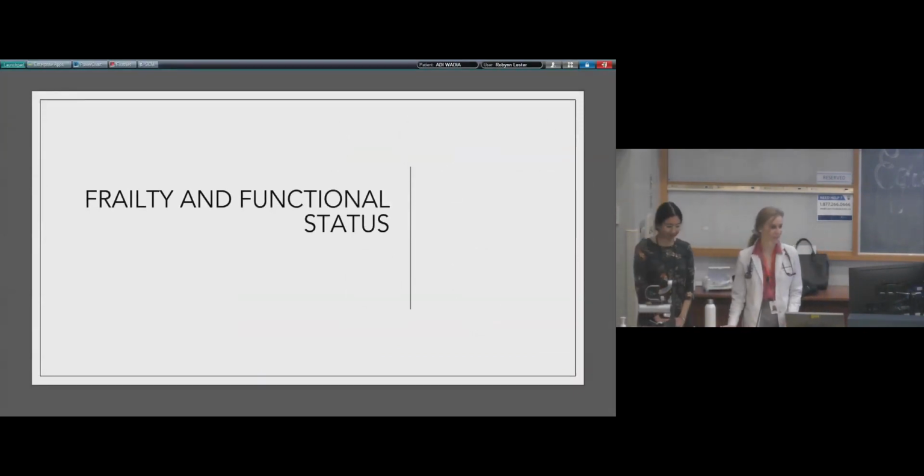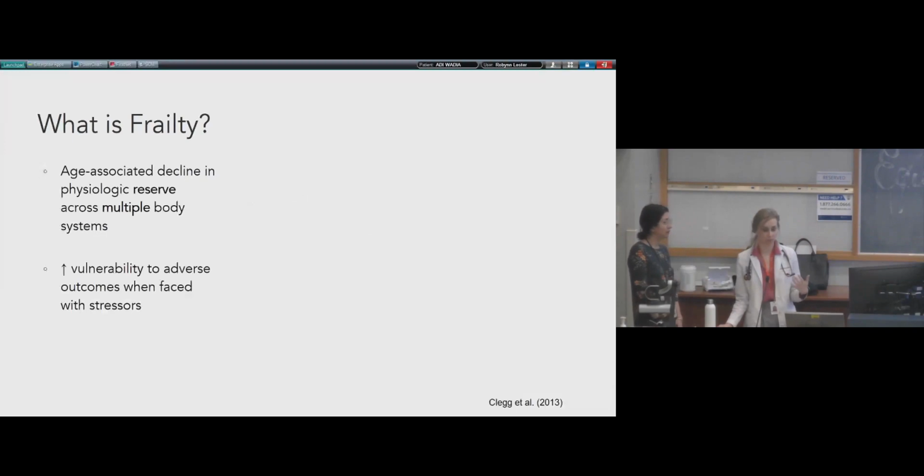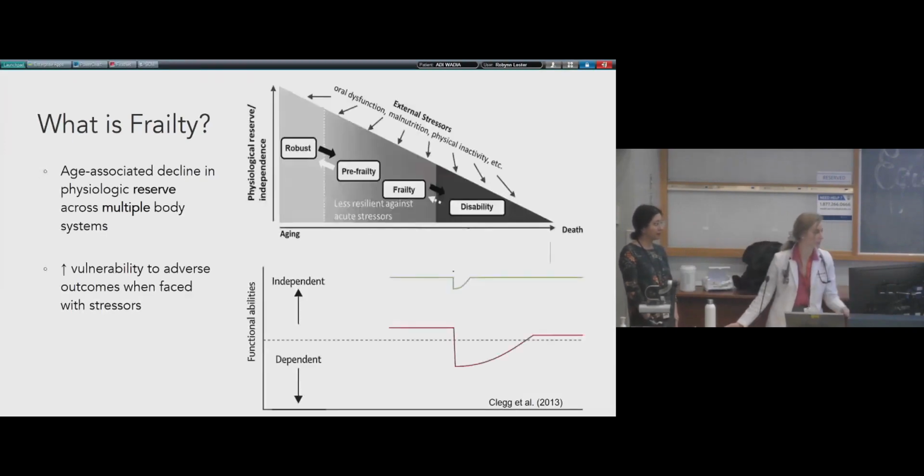Hello, everyone. So I'll be talking about the frailty and functional piece. So to start off, what is frailty? Frailty is an age-related decline in the reserve across multiple physiological systems. And this makes someone more vulnerable to adverse outcomes when they're faced with a stressor. So it is more common to get frail as you get older, but age is not synonymous with frailty. There's a lot of other things at play, which I'll talk about in a little bit as well.